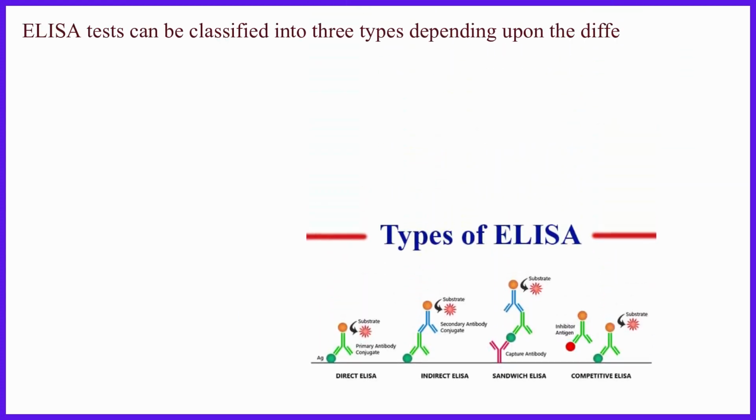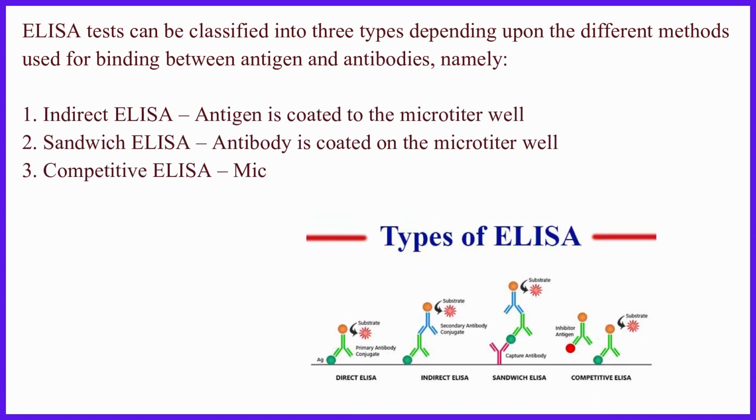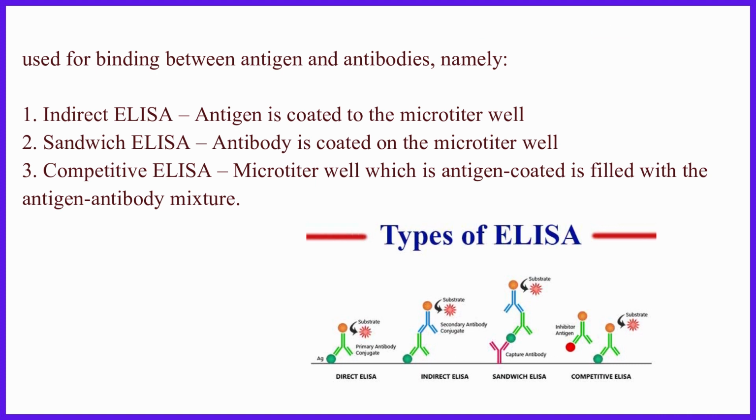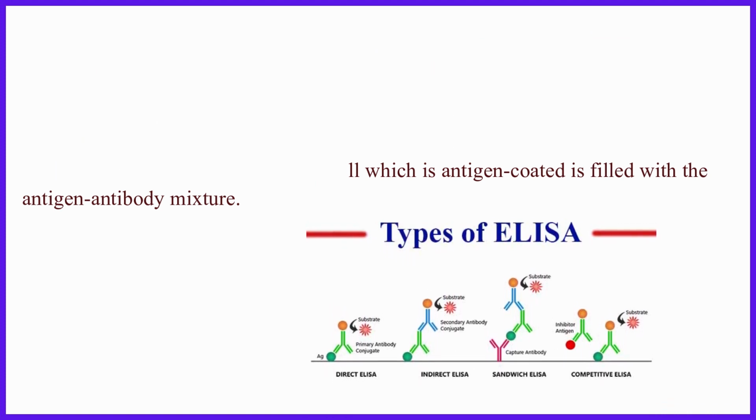ELISA tests can be classified into three types depending upon the different methods used for binding between antigen and antibodies, namely, indirect ELISA, where antigen is coated to the microtiter well; sandwich ELISA, where antibody is coated on the microtiter well; and competitive ELISA, where the antigen-coated microtiter well is filled with the antigen-antibody mixture.